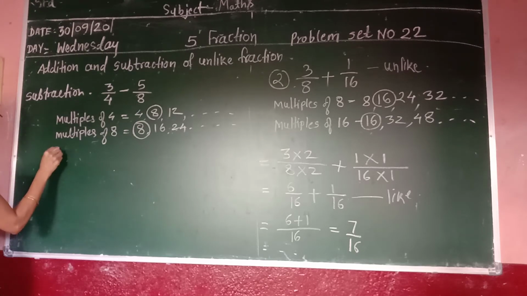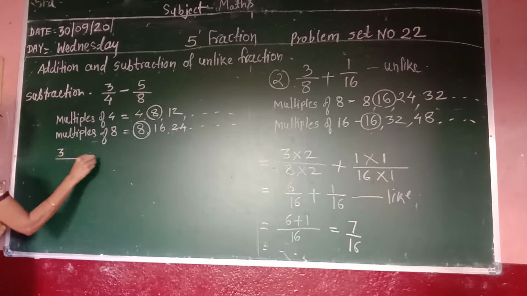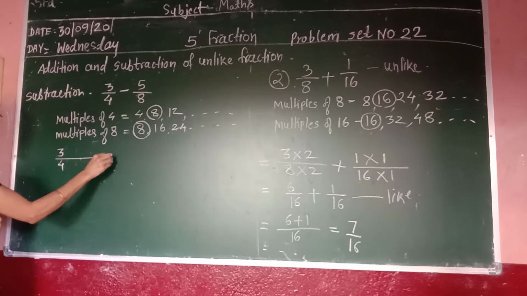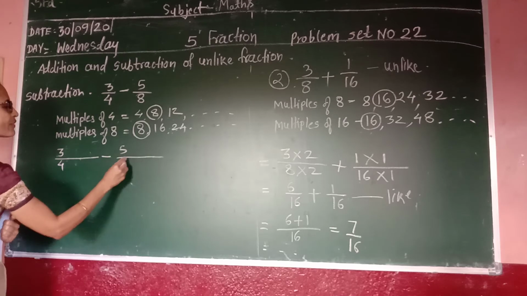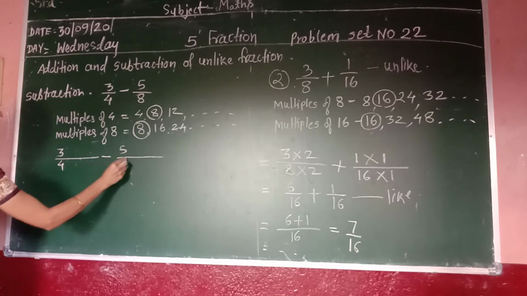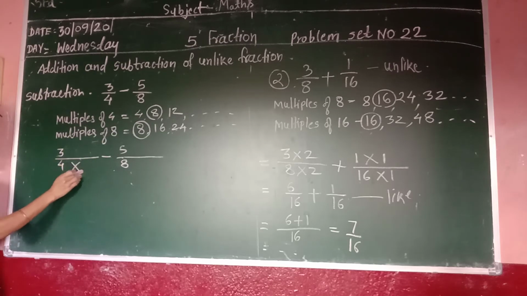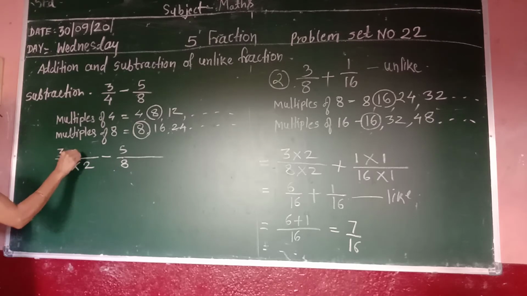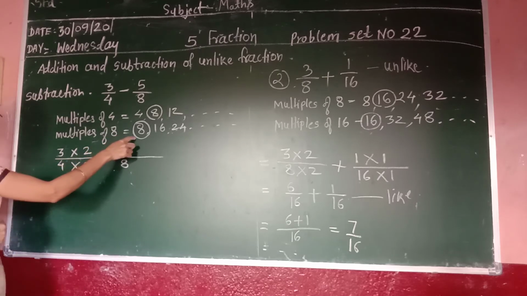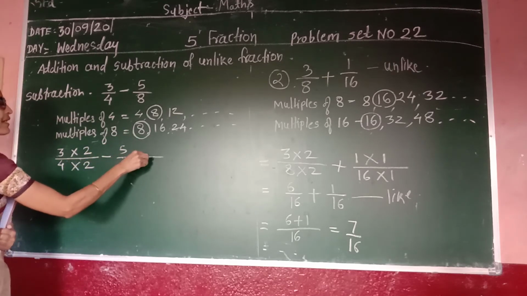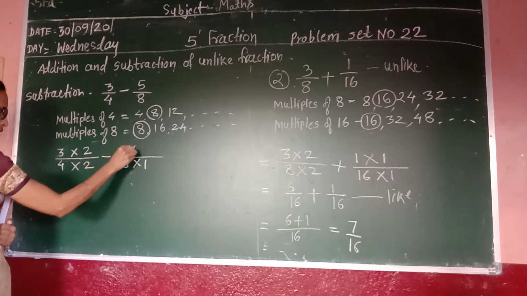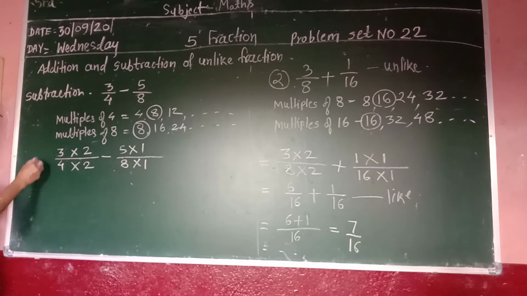What is our fraction? That is 3 upon 4 minus 5 upon 8. Now look here. 4 2s are 8. That means 4 multiply 2. When you multiply the denominator by 2, multiply the numerator also by 2. Understand? Here 8 1s are 8. That means you multiply 8 by 1. Here also multiply by 1. Then the equal to sign. You must write the equal to sign here.